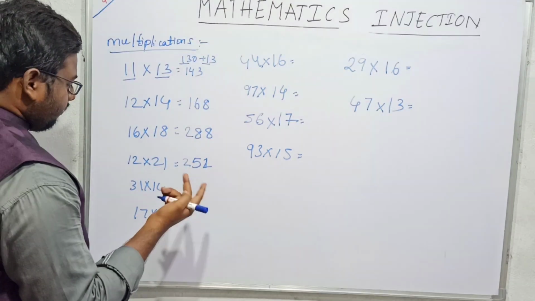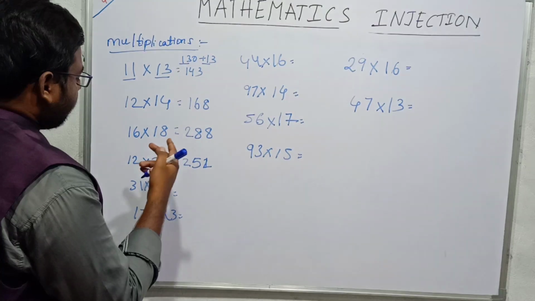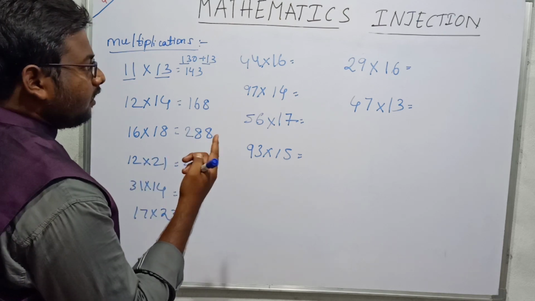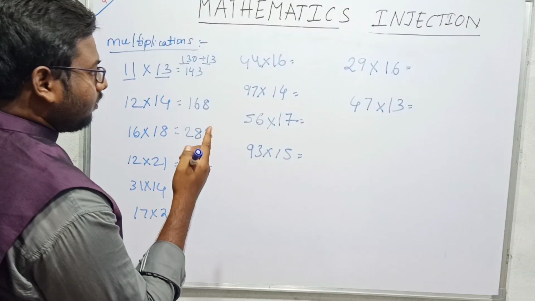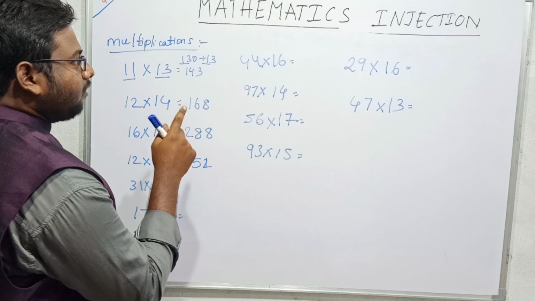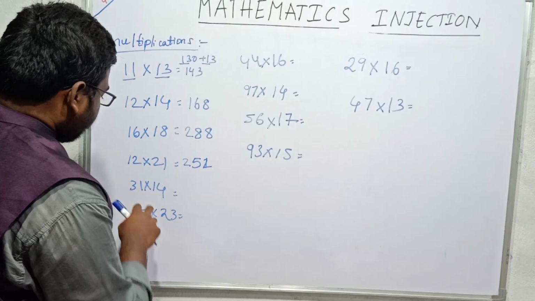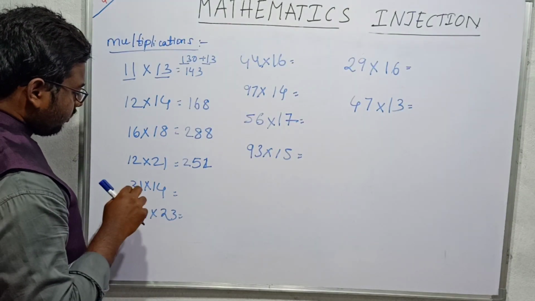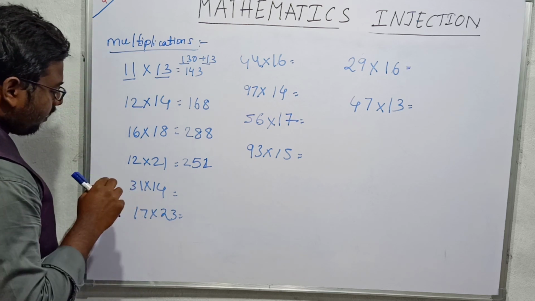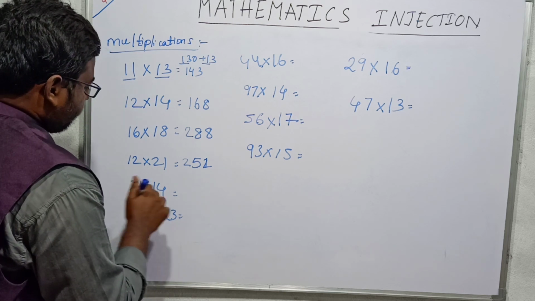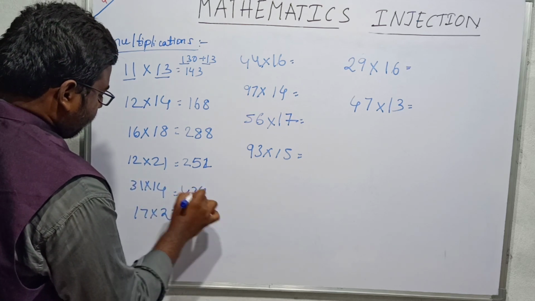12 1s are 12. 12 2s are 24. 24 plus 1 in 12 1s. 12 1s are 12. 24 plus 1 is 25 beside 2. 31 into 14. If I take 14 as distributor, 14 3s is 42. 42 plus 1, 43 beside 4.